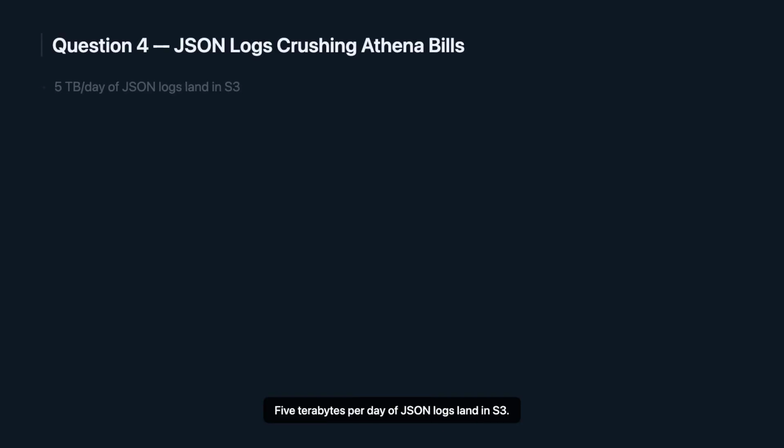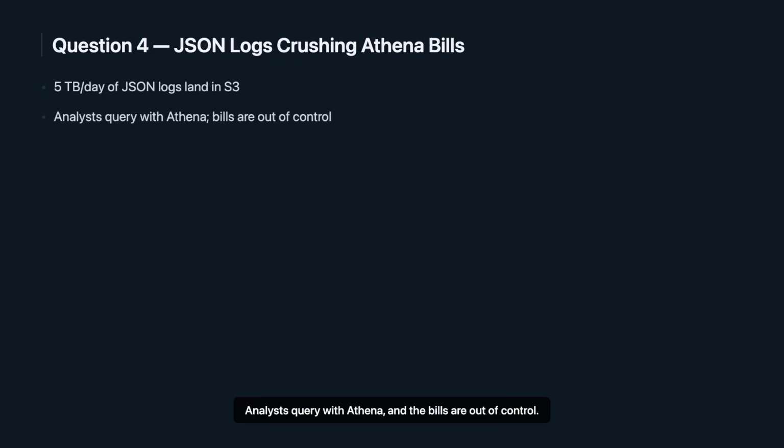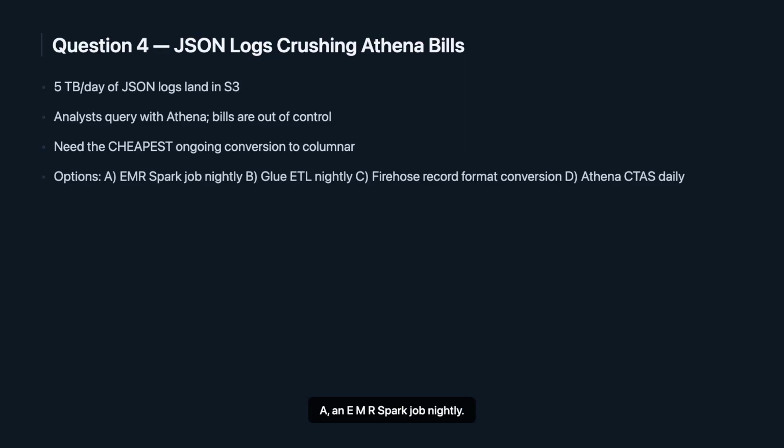Question 4. 5 terabytes per day of JSON logs land in S3. Analysts query with Athena and the bills are out of control. The team needs the cheapest ongoing conversion to columnar format. A. An EMR Spark job nightly. B. A Glue ETL job nightly. C. Firehose record format conversion. Or D. Athena CTAS daily. Two qualifiers, cheapest and ongoing. Think before the reveal.